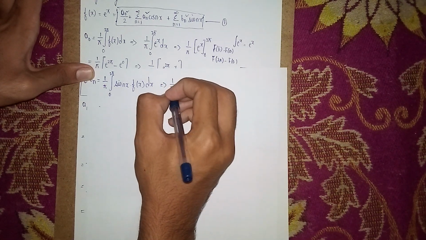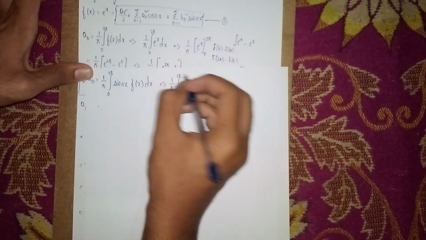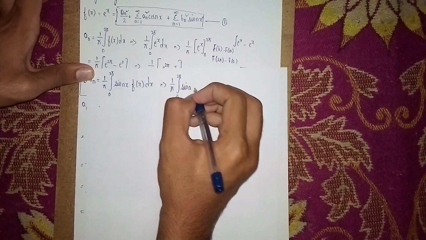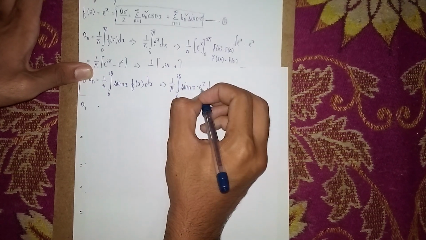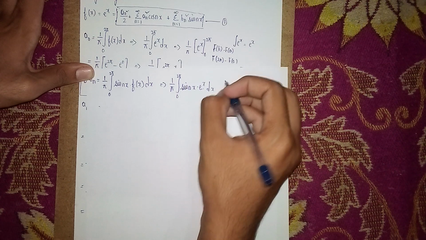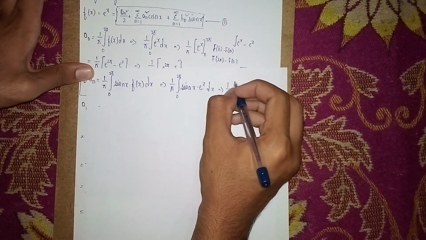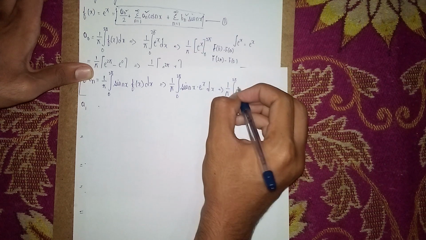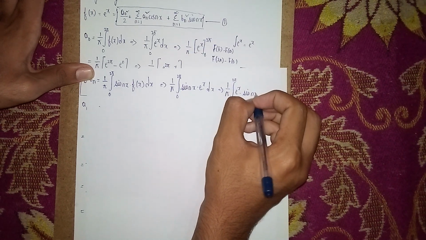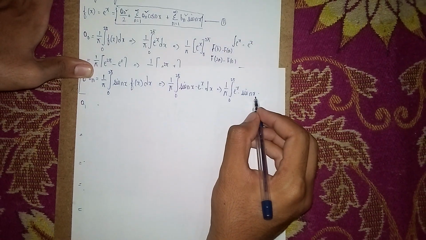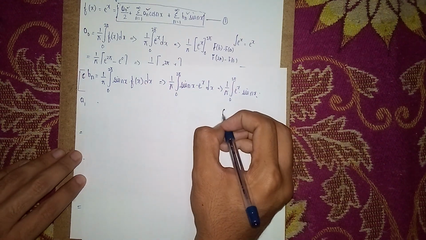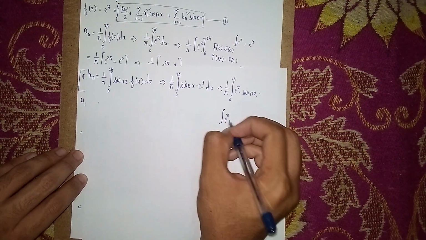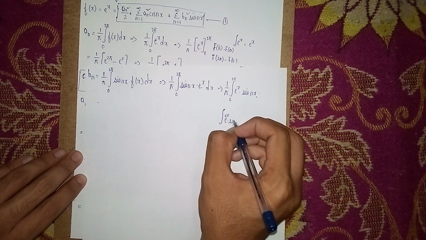Now substitute here: 1 by pi integrate 0 to 2 pi sine nx into e power x dx. Now as per the idea, we have to take e power x first, sin nx second. So it becomes 1 by pi integrate 0 to 2 pi e power x into sin nx. Now we are using another formula here. Which formula am I using? The formula for integrate e power ax into sine bx.